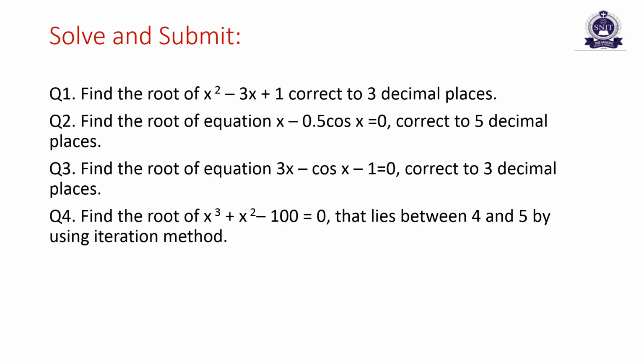And fourth question is, find the root of x cube plus x square minus 100 is equal to 0 that lies between 4 and 5 by using the iteration method. Here it is given, the root lies between 4 and 5. So for solving this cos, sine and all, you have to use radian mode on your calculator. Then only the answer will be accurate.